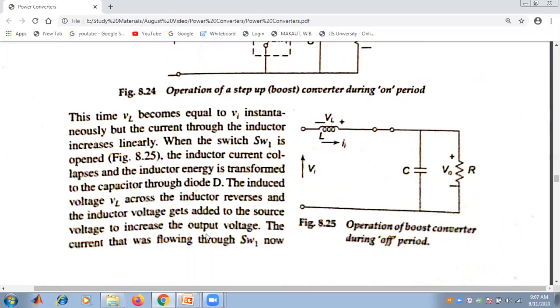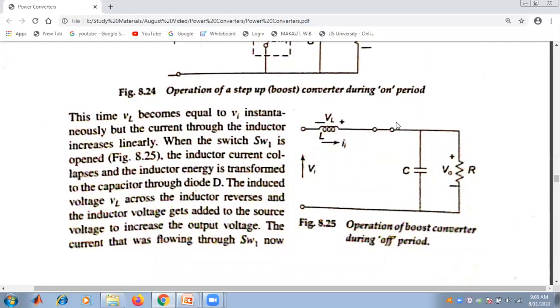Now, this is the operation of the boost converter during the off period. During the off period, the diode becomes forward biased and closes the circuit; the diode circuit comes into play. As a result, when the switch is opened, the inductor current that was previously increasing will collapse, and the energy that was stored in the inductor will be transferred to the capacitor through the diode.